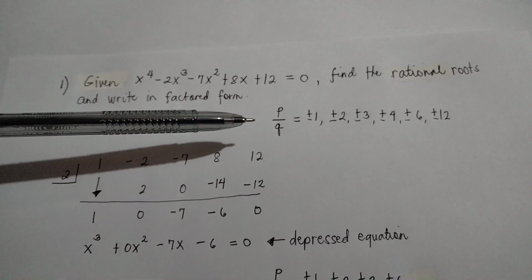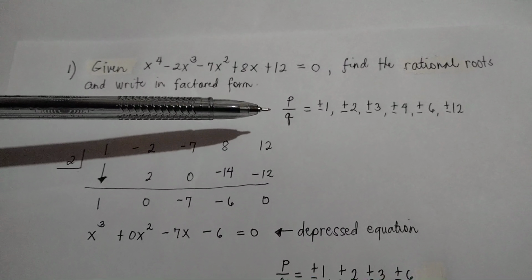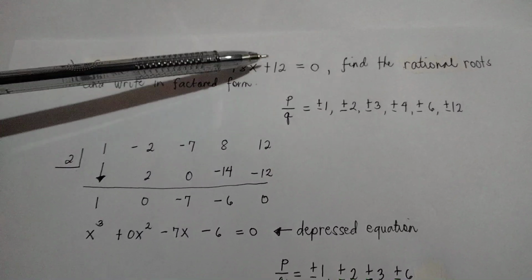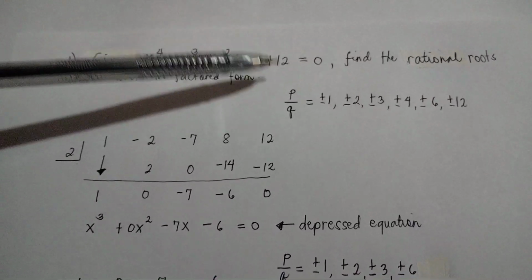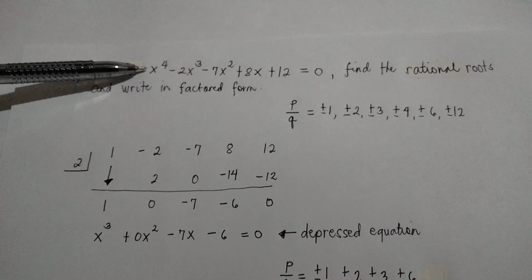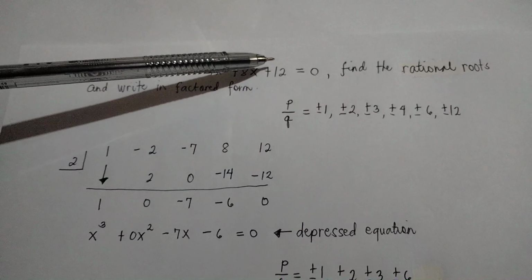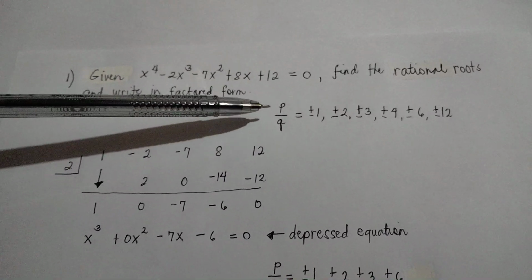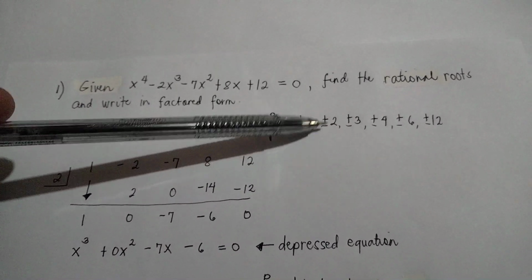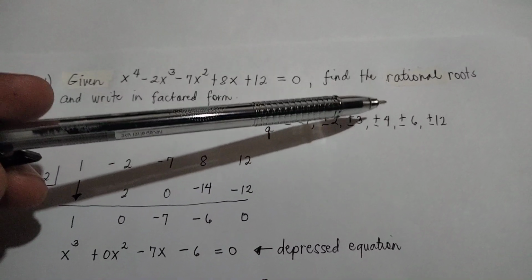First, we're going to apply the rational root theorem. We're going to get all the possible rational roots p over q. As we all know, p are all the factors of the constant term, which is 12, and q are all the factors of the leading coefficient, which is 1. Since the leading coefficient is 1, that means that p over q are all the factors of the constant term, which is 12. Therefore, the possible rational roots now are positive negative 1, positive negative 2, positive negative 3, positive negative 4, positive negative 6, positive negative 12.